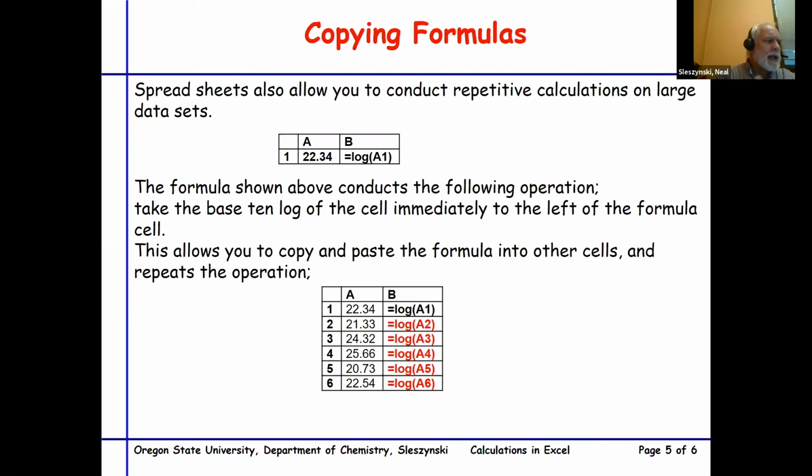So I can write the formula once in cell B1 and then copy and paste that formula in cells going down the spreadsheet. Because what that formula says is take the base 10 log of the value in the cell immediately to the left of the one where I've written my formula.